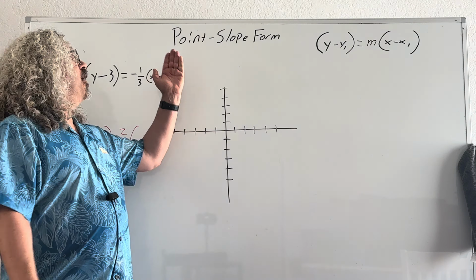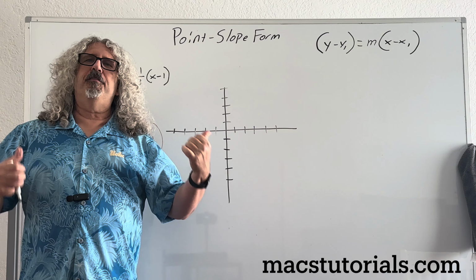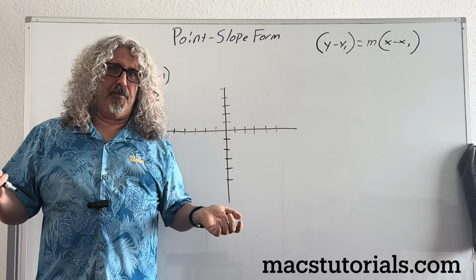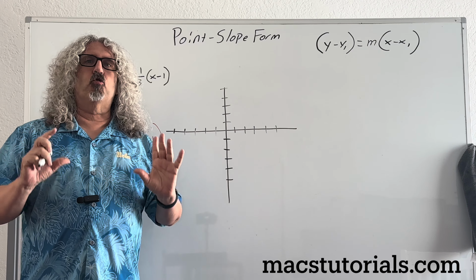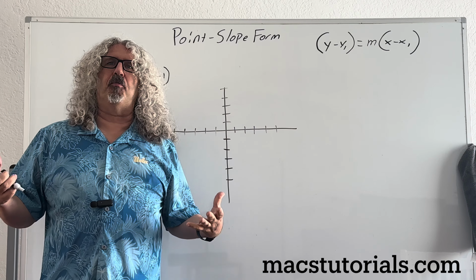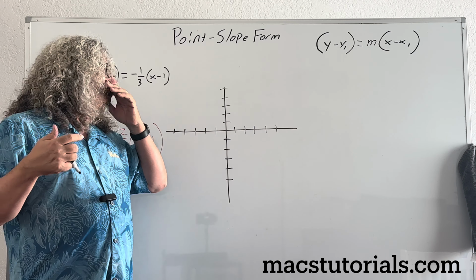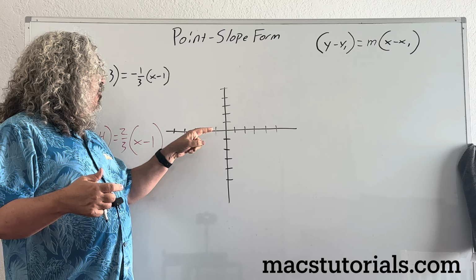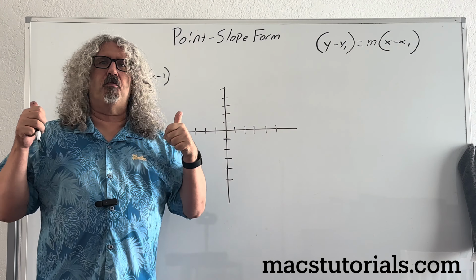All right, now we're going to learn about the point-slope form. In a previous video, we learned about y-intercept form. The y-intercept form is great if you know the slope and you know the y-intercept. If that's given to you in the problem, then that's great. Or if you see an axis and it goes straight through one of these dots, awesome.